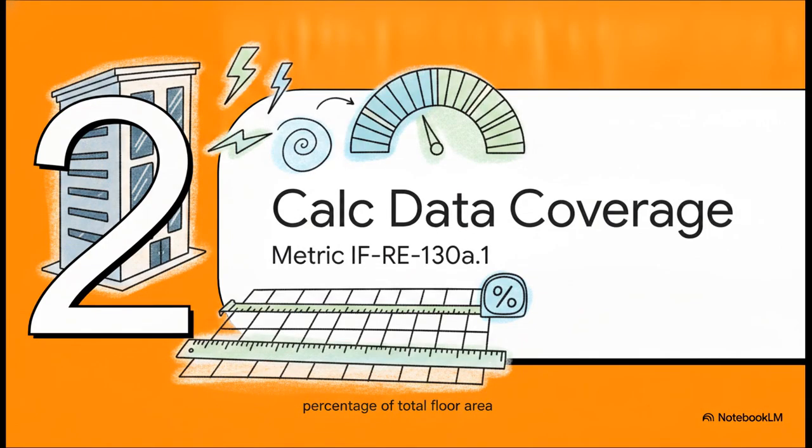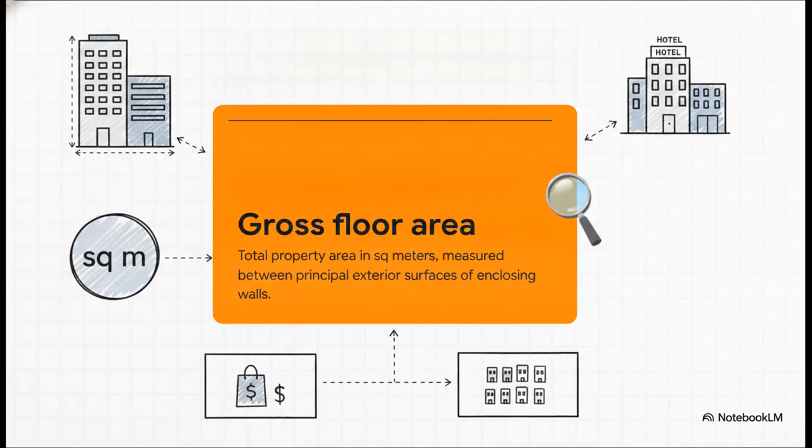Let's jump into Section 2, calculating data coverage under metric IF-RE-130a.1. This is our first real tutorial metric where we calculate your energy consumption data coverage as a percentage of your total floor area. The absolute foundation of this calculation is your gross floor area. That acts as your baseline measurement. It's literally the total property area in square meters, measured between the principal exterior surfaces of the enclosing fixed walls.